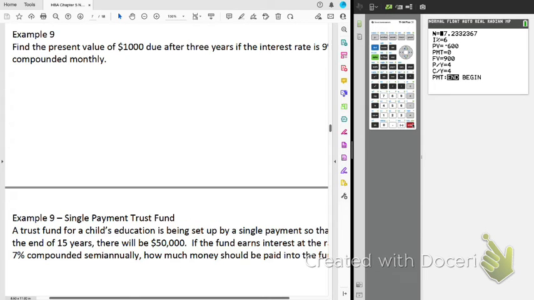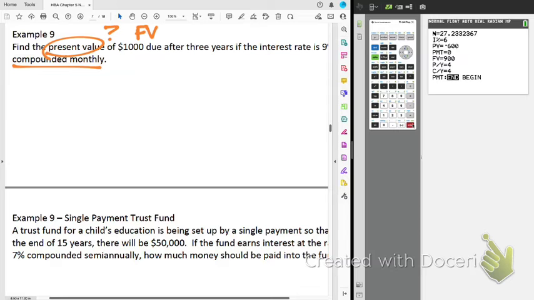So if I am reading in question number 9 here, we want to find what? Present value. All right, so this time, that is our question mark. Present value of $1,000. If we're finding the present value, what is 1,000? Future value. Due after 3 years. Okay, so we've got 3 years. And we are compounding what? Monthly. So what am I going to type in for n?